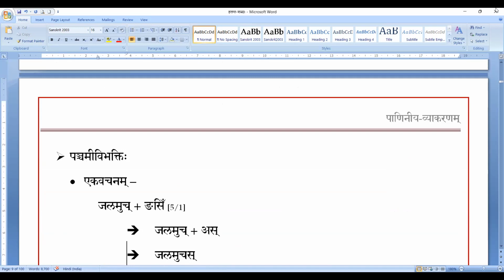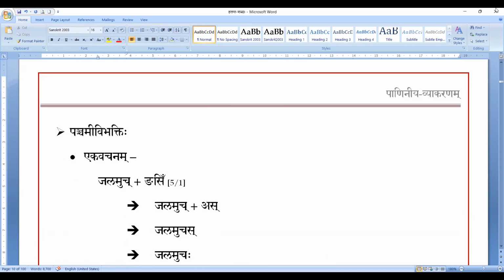Then Panchami Ekavachanam. Jalamuch plus Nasi. Content of Nasi is As. Join. You will have Jalamuchas. Jalamuchas is a Padam. Padanta Sakara. Padanta Sakara replaced by Ru and then Visarga. Jalamuchah.